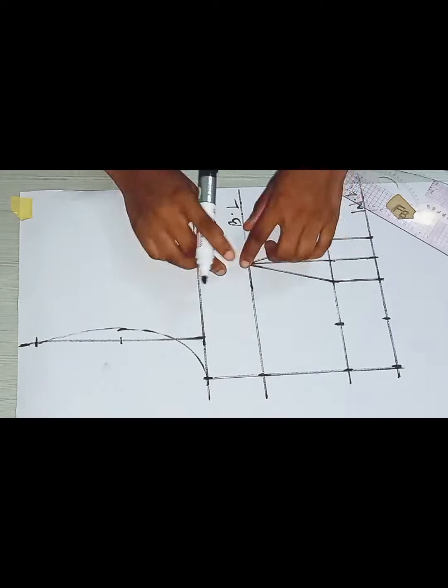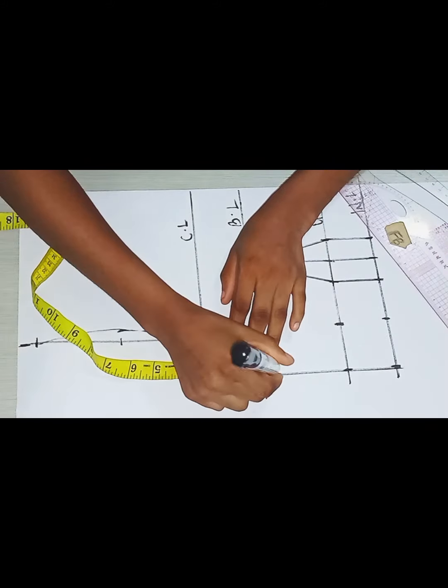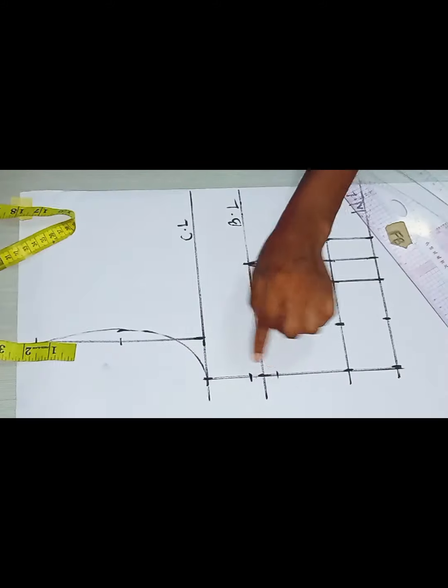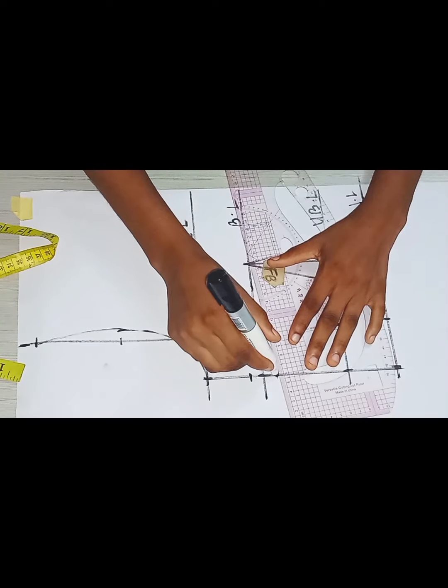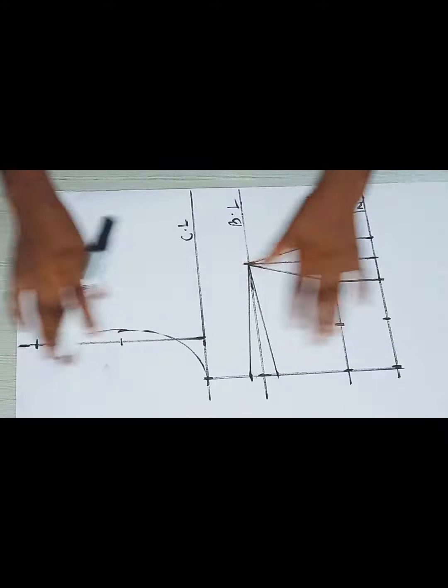Then I'm going to go ahead now on the bust line and mark 0.5 inch down, 0.5 inch up on the bust line and connect it back to the apex. That is, the difference between my front waistline and my back waistline is 1 inch.